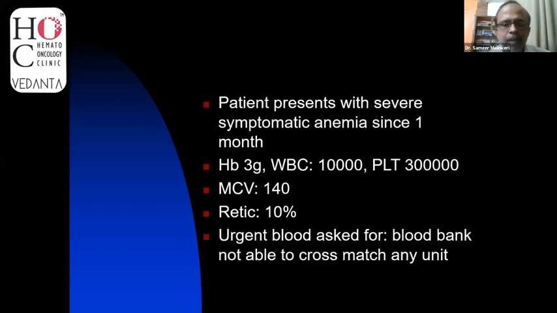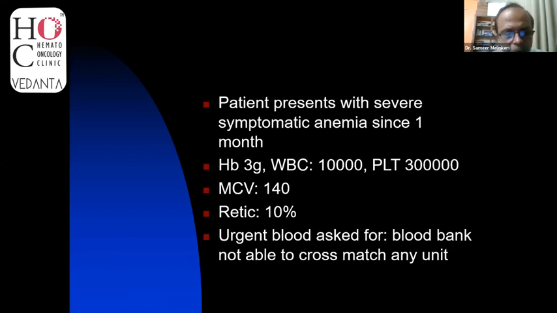Okay, next case. A patient presents to you with severe symptomatic anemia since 1 month. Since 1 month, so obviously this is not congenital; it's an acquired cause. There is normal WBC and platelets, and a very low hemoglobin. Now the MCV is 140. Normal MCV is 80 to 100, so this is obviously a very high MCV.